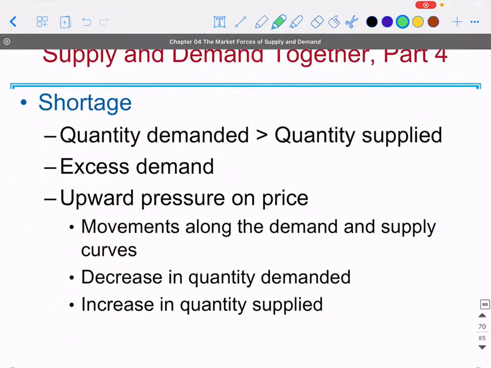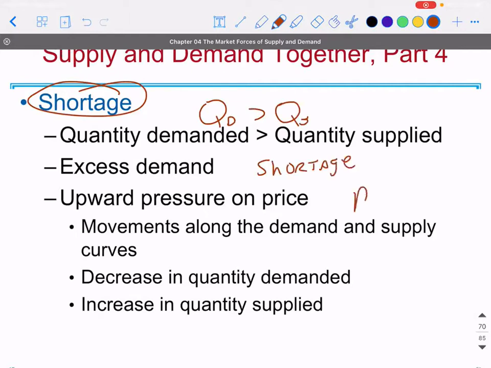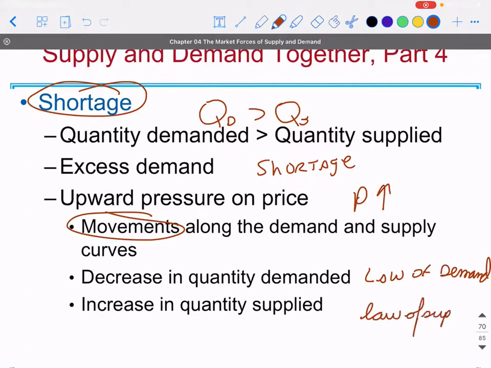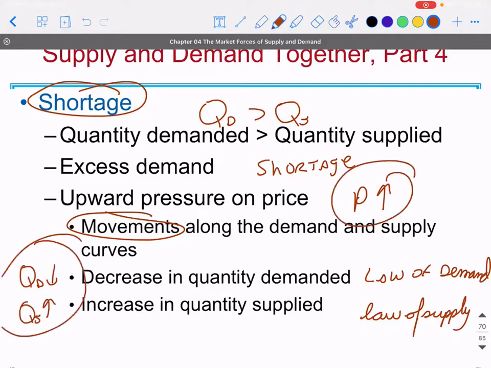On the opposing side, with a shortage, the quantity demanded now exceeds the quantity supplied. That is the essence of our shortage. The consequence of that is that the price goes up, with a movement along the curve dictated by the law of demand and law of supply, which would mean that the quantity demanded will fall and the quantity supplied will rise as the price is rising.